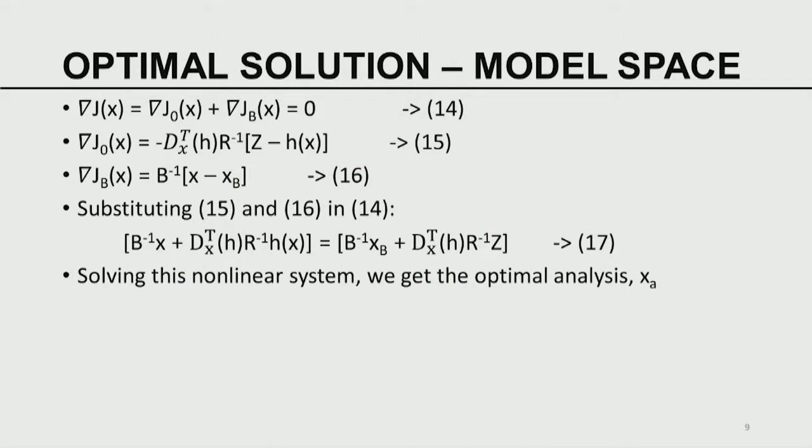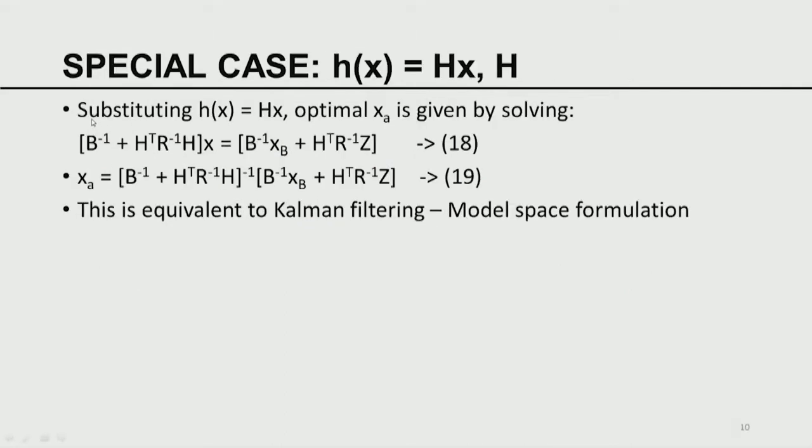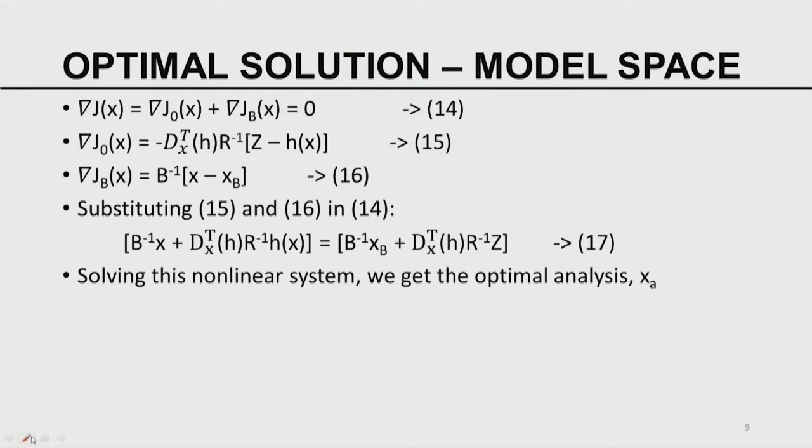We can compute the gradient. Gradient of the sum is sum of the gradients. Hessian of the sum is sum of the Hessians. So gradient of j naught, gradient of jb. Substituting, summing and equating that to 0, I get the general equation.